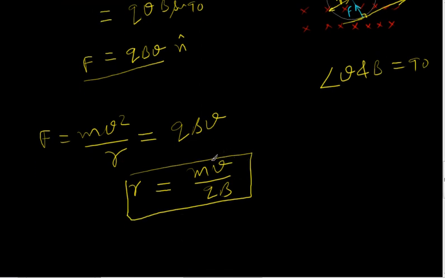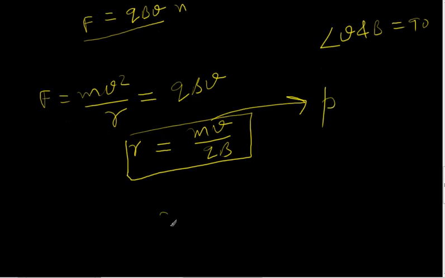This is a very important formula, and you already know the meaning of mv. Mv is the momentum, so the radius of the circular path would be p by qB. This means the radius of the circular path is proportional to p. If the particle has very high momentum, the radius would be very large, and it is inversely proportional to q and B. This is a very important formula to remember.